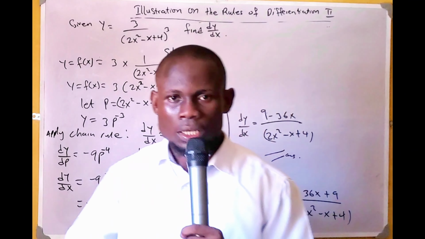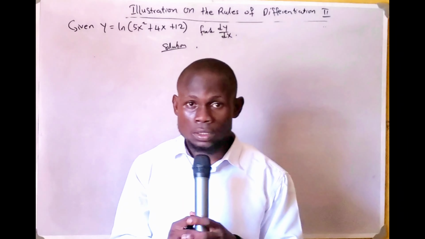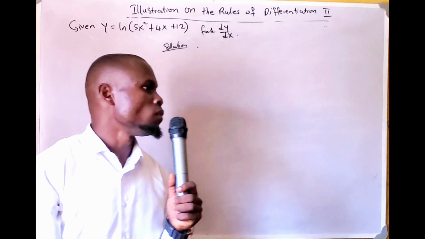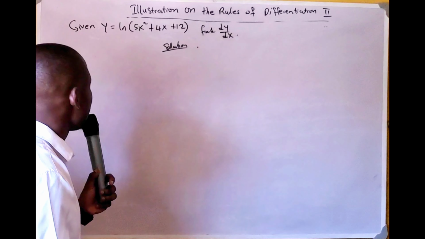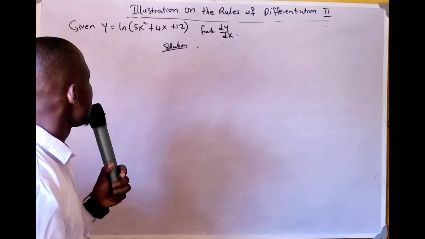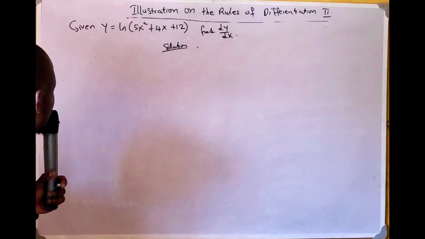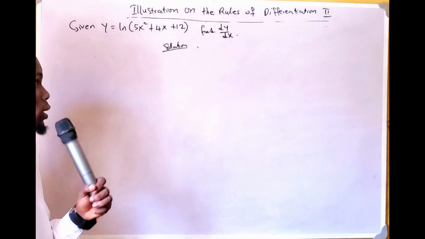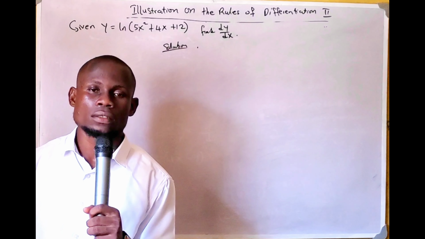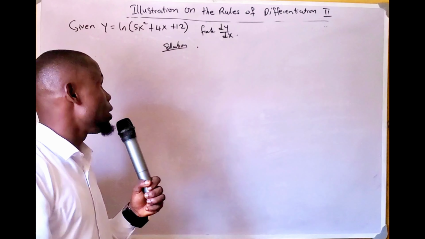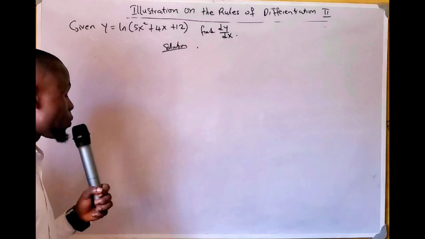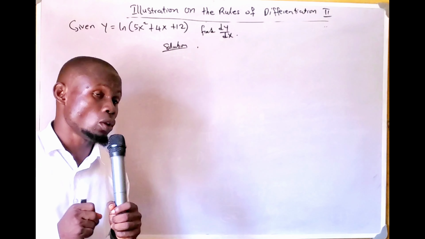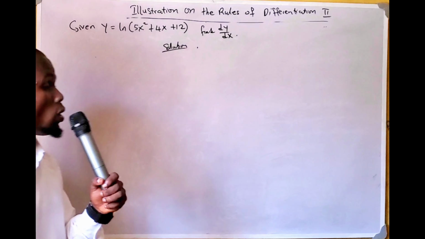Alright, now let's still take further examples. Now we are on the third illustration. We're given y equals ln of 5x squared plus 4x plus 12. We have to find the derivative, that is dy/dx. Now, if you look at this question again, the first thing we have to do is identify which law of differential calculus this question requires of us.